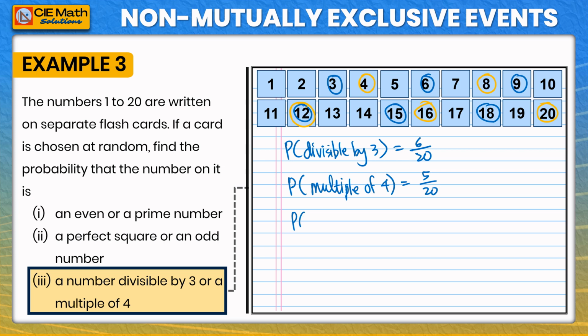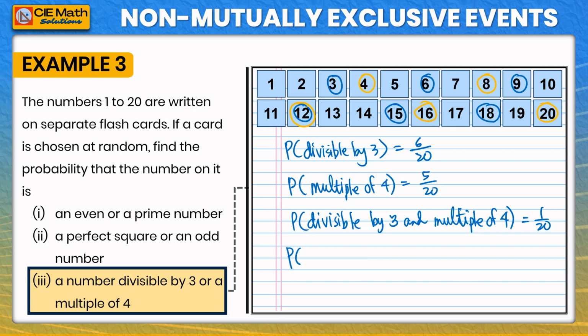The probability that it is divisible by 3 and a multiple of 4 at the same time is 1 out of 20. That is only 12. So 12 is a multiple of 4 at the same time divisible by 3.